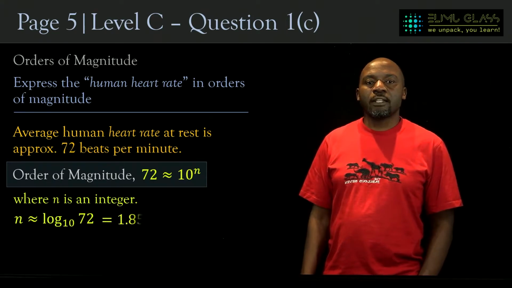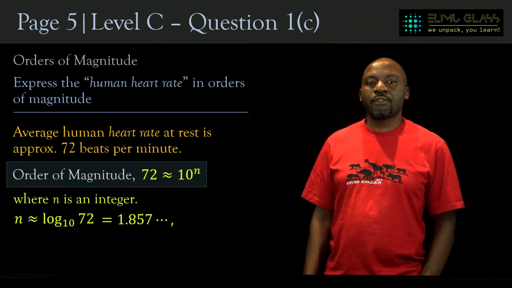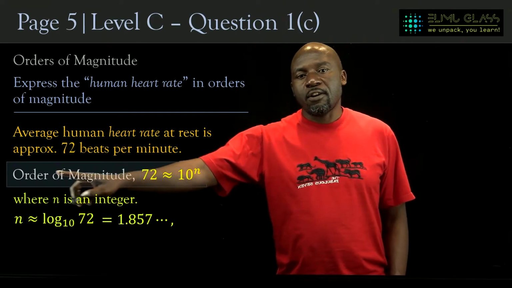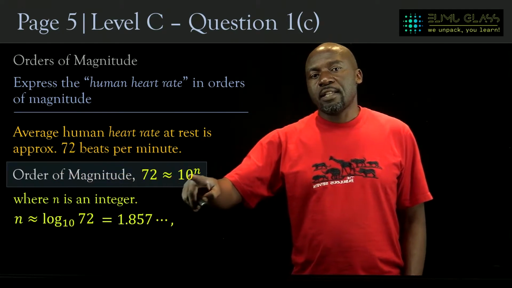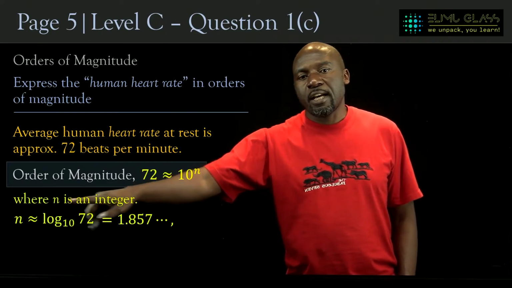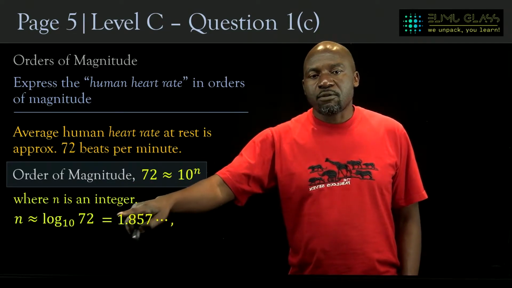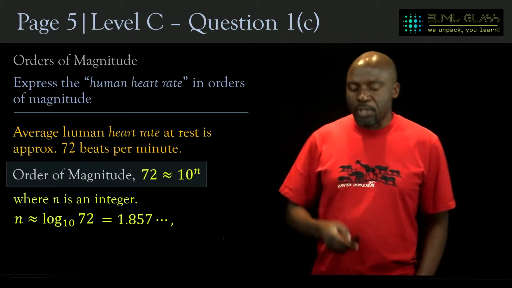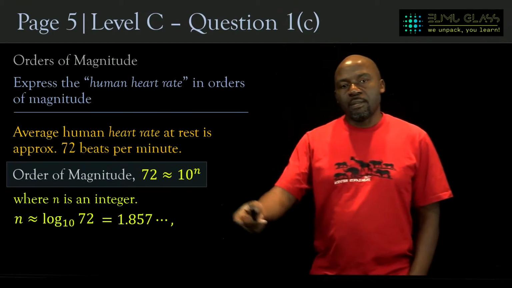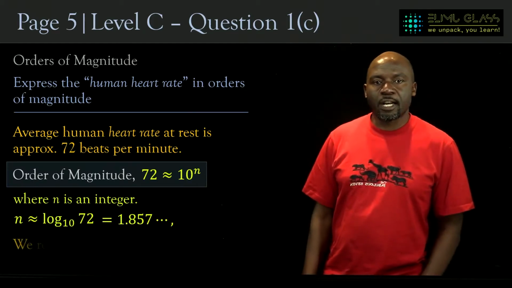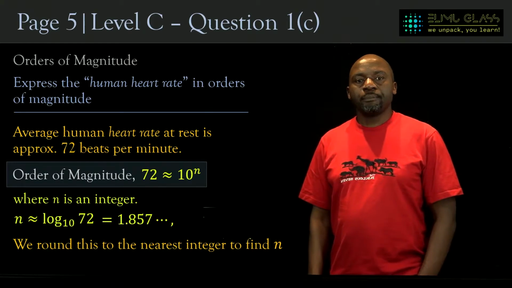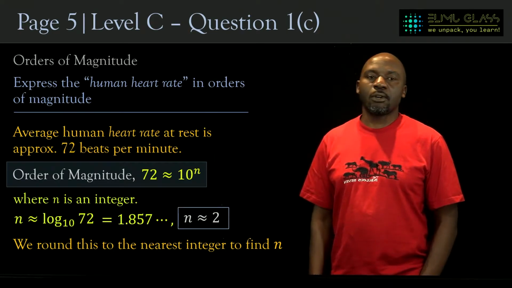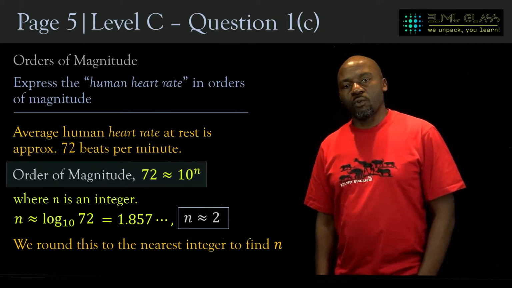If you do that correctly, you should get 1.857. But we have said that if we are going to express this in orders of magnitude, n needs to be an integer, right? That means we have to round 1.857 to the nearest integer. The closest integer is going to be 2. I think 1.857 is closer to 2 than it is to 1, okay?